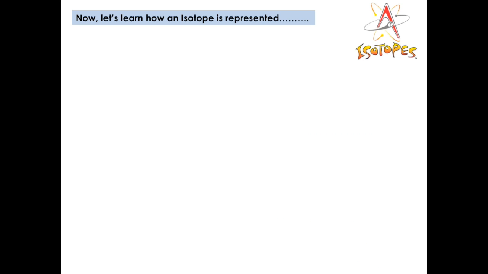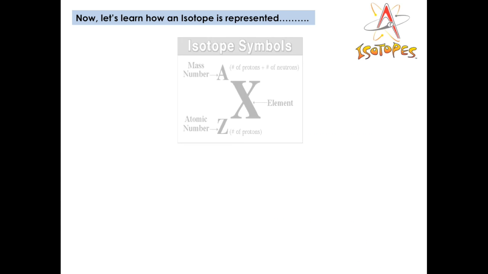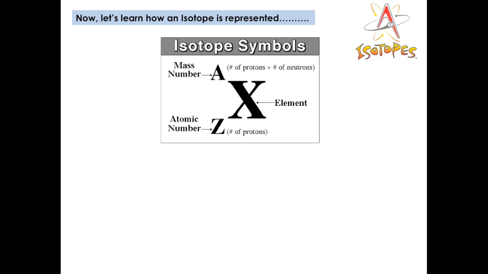Now let's learn how an isotope is represented. We use in the middle the symbol of the element. Then on top we will write the mass number, that, if you remember, is the number of protons plus the number of neutrons. And at the bottom we will write the atomic number, that is the number of protons.